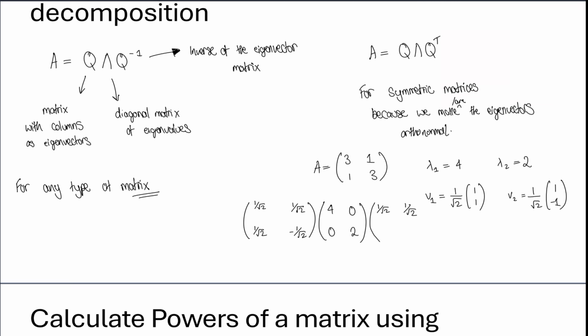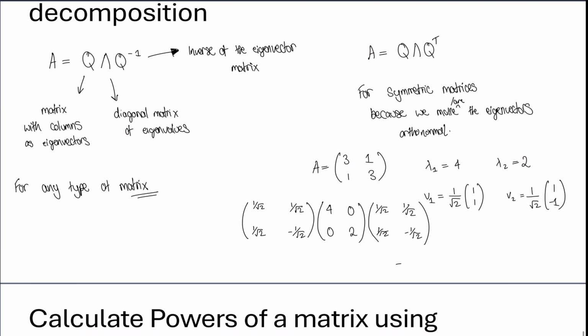And then the inverse of this matrix is the exact same. And so if I now multiplied all of this together, I would get the matrix 3, 1, 1, 3. Now, you might be asking why we even do this. Well, we do this because spectral decomposition allows us to turn a complicated matrix into a much simpler diagonal form.